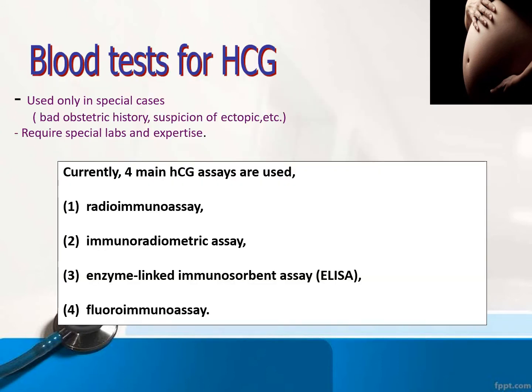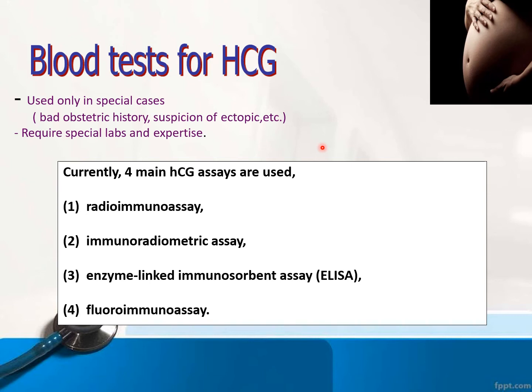And now we can see the blood tests for the human chorionic gonadotrophic hormone. Currently, we are using 4 types of blood test: radioimmunoassay, immunoradiometric assay, enzyme-linked immunosorbent assay, and fluoroimmunoassay. These blood tests are normally not performed for all ladies. For identifying pregnancy in the earlier stage, we normally use the urine pregnancy test. That is, the urine will have HCG, and we detect the presence of HCG in the urine. That's what we normally do, and for that we use cards.